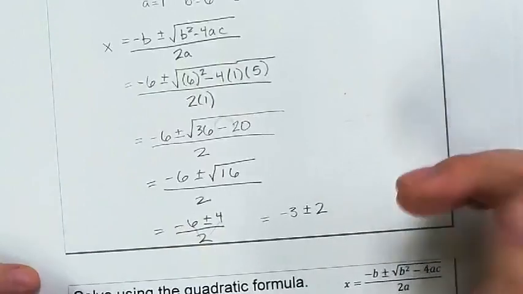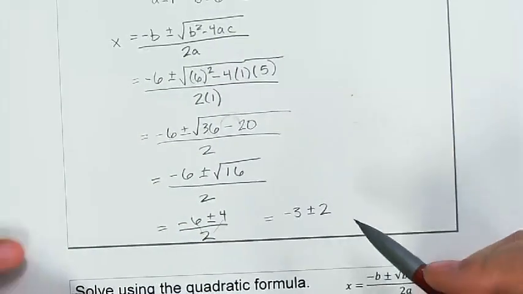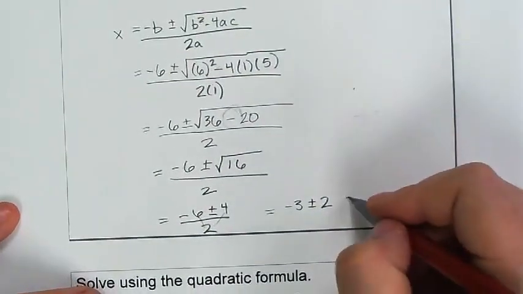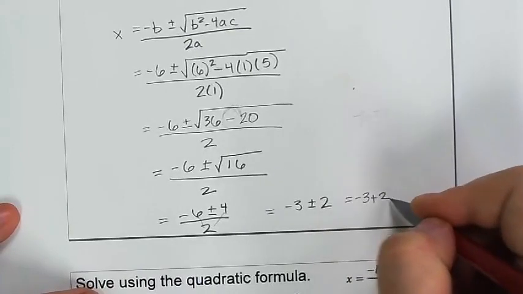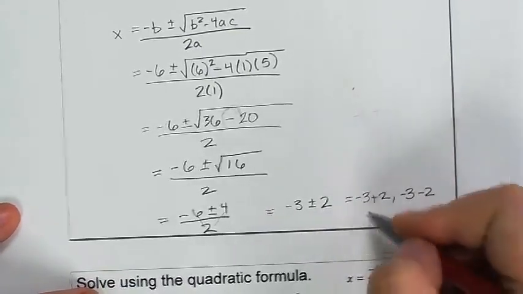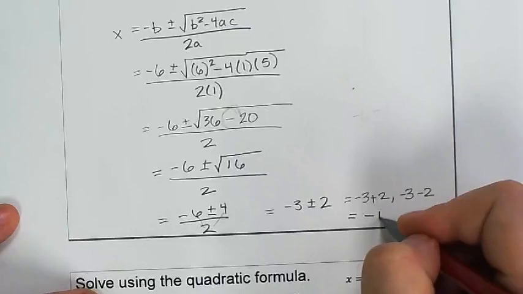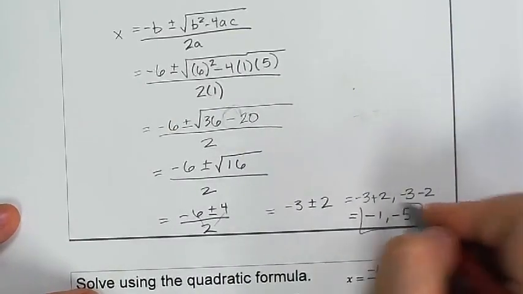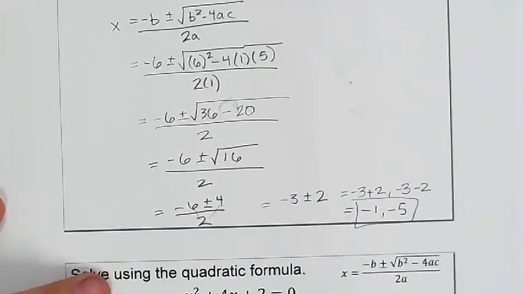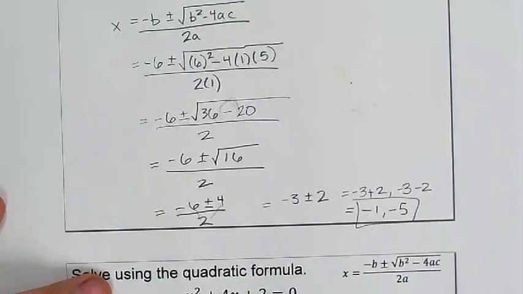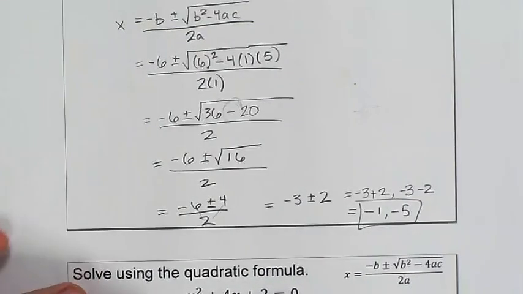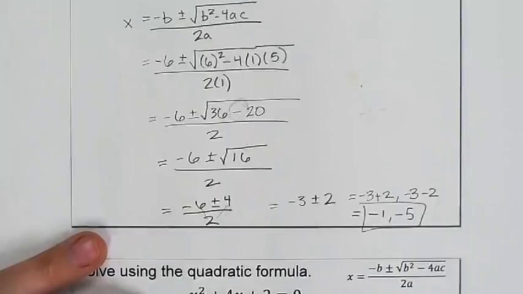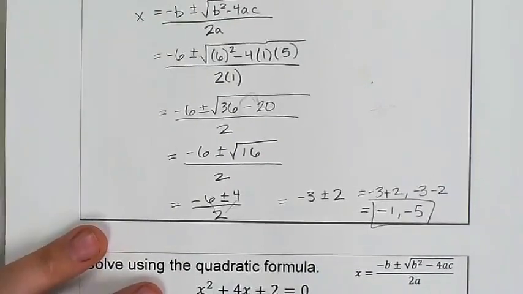Okay, and just like with completing the square, you've got to make sure your answer is completely done. I can figure out what negative 3 plus 2 is and what negative 3 minus 2 is, so I can get my two answers of negative 1 and negative 5. Okay, so this is really just a plug and chug type problem. You write down the formula, plug in your A's, B's, and C's, and the key is just to simplify correctly.